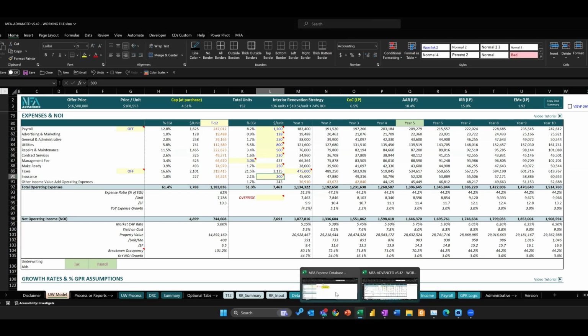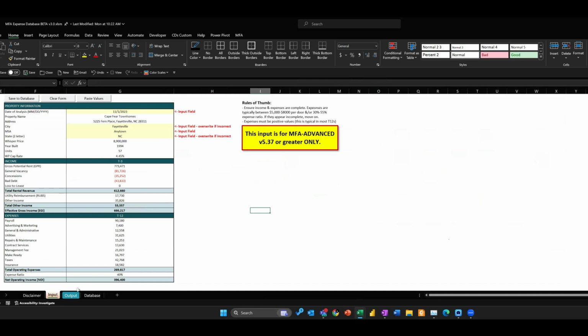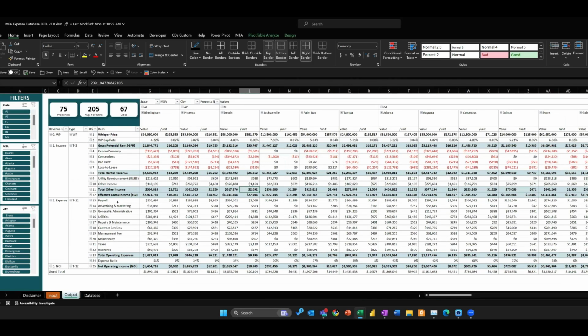Okay. This is the expense database. I'm just going to show you the output real quick, and then I'll explain how to update it. So what I do is I capture. And lately there's a lot of deals out there that we're looking at that are not operating well.